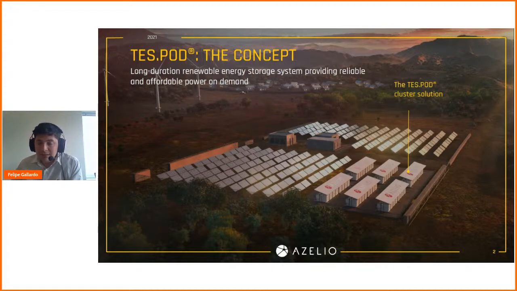So our solution is also tailored for small scale. That means that our test pod provides 13 kilowatts. It's a very small size unit, 13 kilowatts. And when fully charged, can provide this 13 kilowatts during 13 hours. So 13 is our lucky number in Asilio.